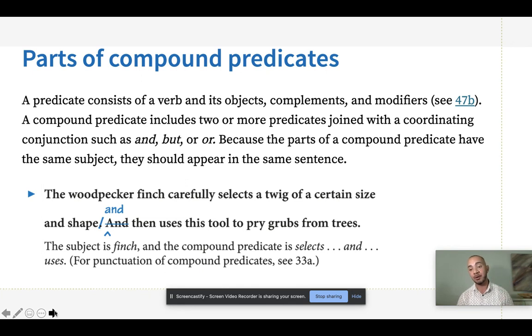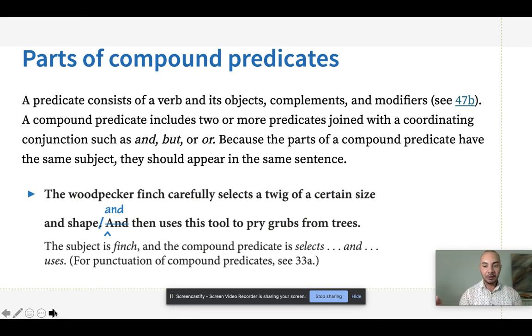These are our FANBOYS words: for, and, nor, but, or, yet, so. Because parts of a compound predicate have the same subject, they should appear in the same sentence. So here's our example. The woodpecker finch carefully selects a twig of a certain size and shape. And then uses this tool to pry grubs from trees.